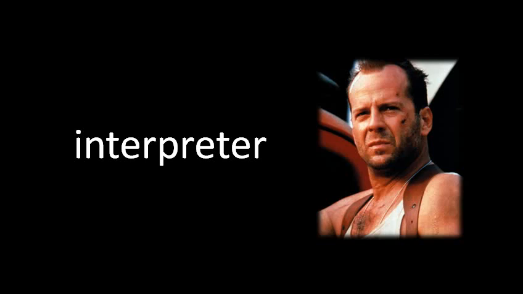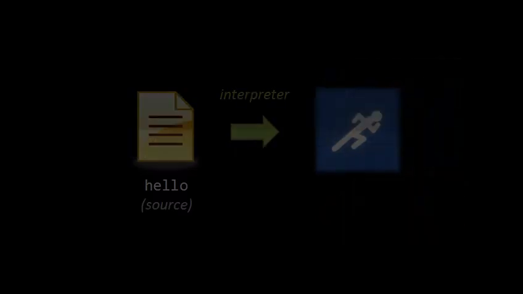Admittedly, the choice of terms here is not apt, because an interpreter in normal life refers to someone who translates one language into another. But that's what a compiler does. A compiler is like C-3PO. An interpreter in programming is not like C-3PO. It reads code and immediately does what it says. It's more like an action hero. It's like John McClane.